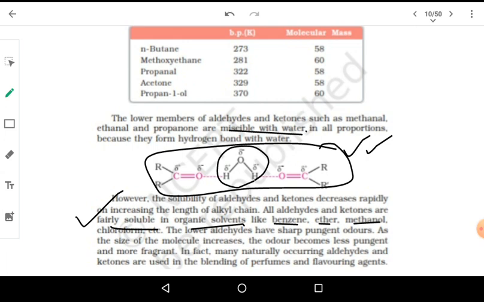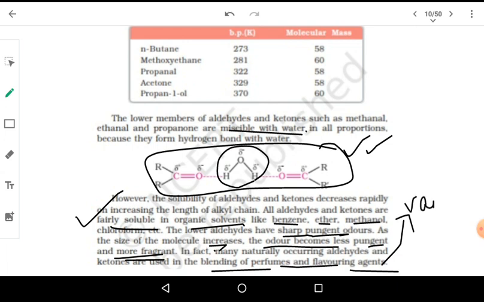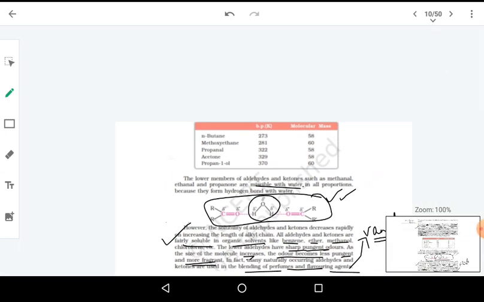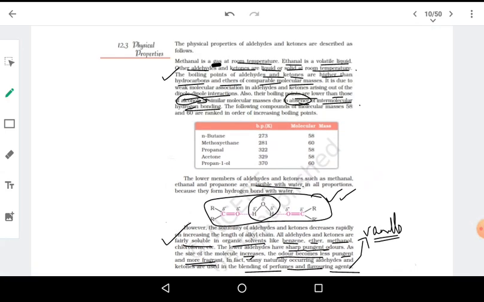Lower aldehydes have sharp, pungent odors. They have a very foul smell. As the size of the molecule increases, the odor becomes less pungent and more fragrant. Right? We have seen that aldehydes usually have a sweet smell, but lower members have a pungent smell. Okay, so that is why they are used in perfumes and flavoring agents like vanilla flavor, right? Vanilla is basically an example of an aldehyde. Okay, so that is the important point to note over here.